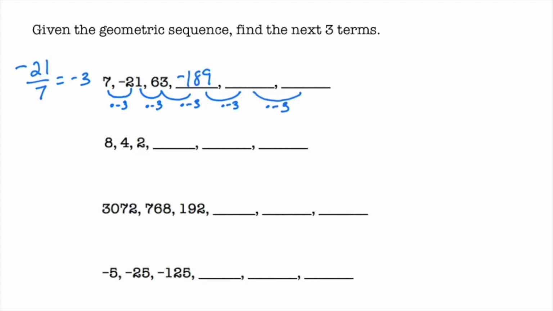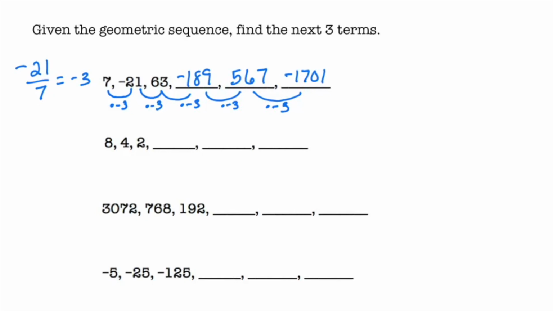So that would turn into negative 189, and a little secret that I can tell you about your calculator is make it easier on yourself by leaving the previous number in your calculator. So when you have negative 189 in your calculator, just multiply by negative 3, and you get 567. Leave 567 in your calculator, multiply it by negative 3, and you get negative 1,701. Just makes it easier than having to type it in again.